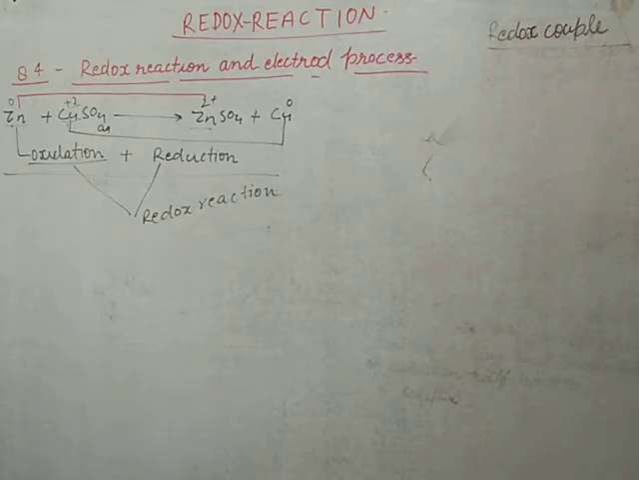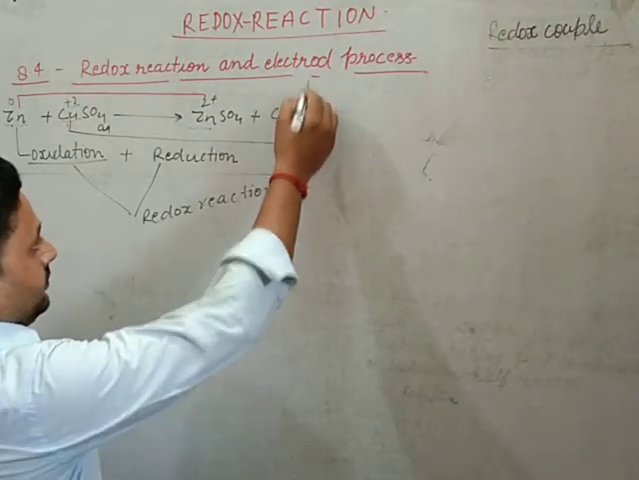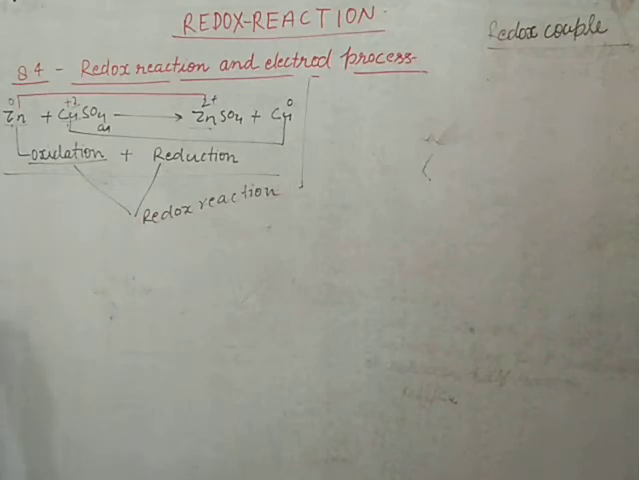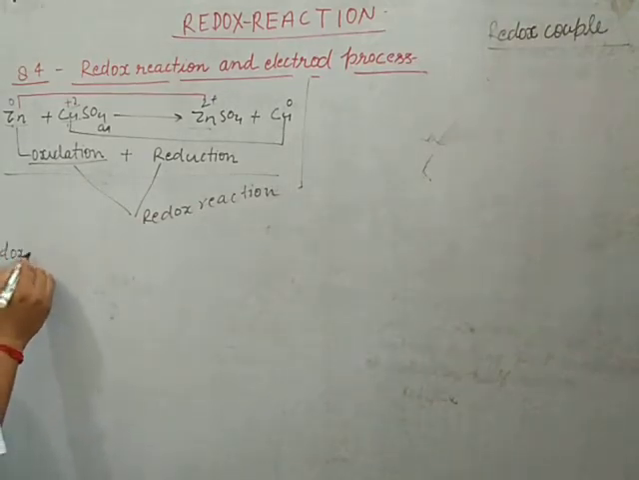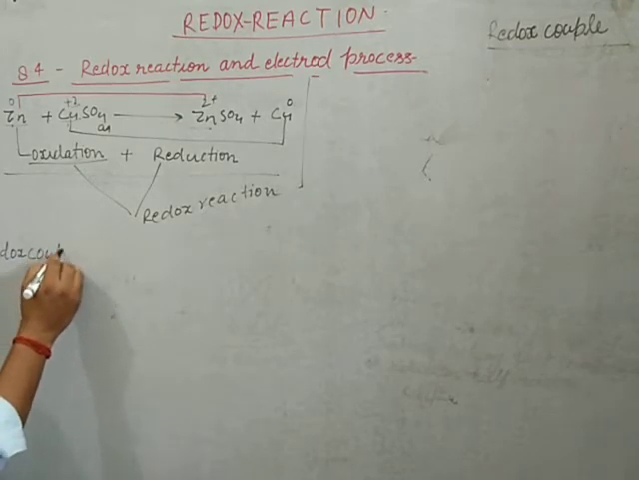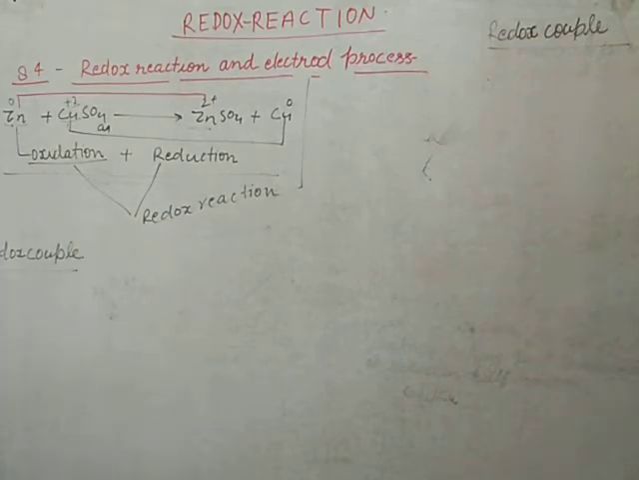After this, we will see a redox couple. What is a redox couple? Here, our next topic is redox couple. A redox couple is represented by putting a slash between the oxidized and reduced form of the same substance.